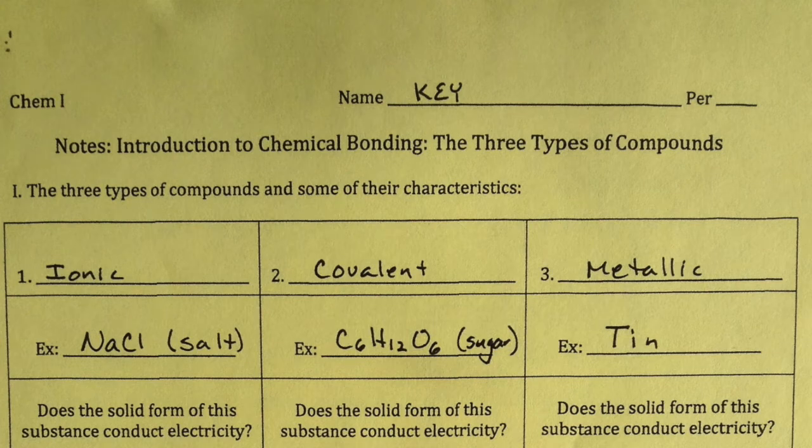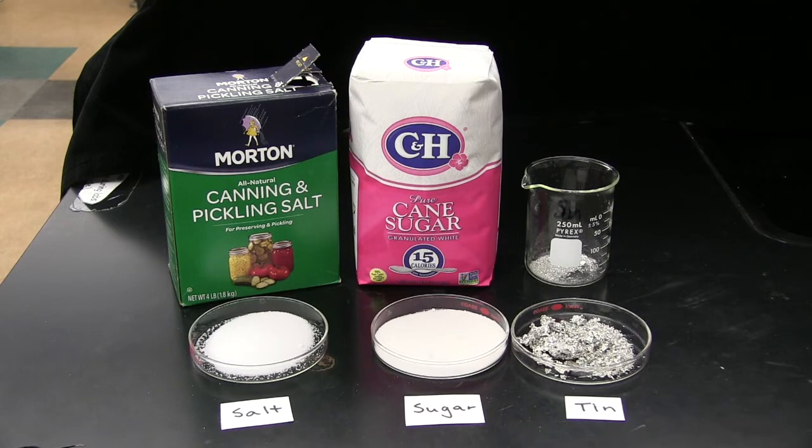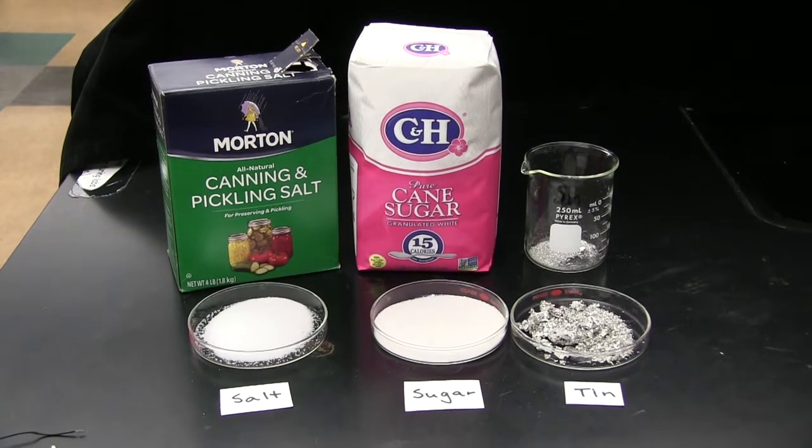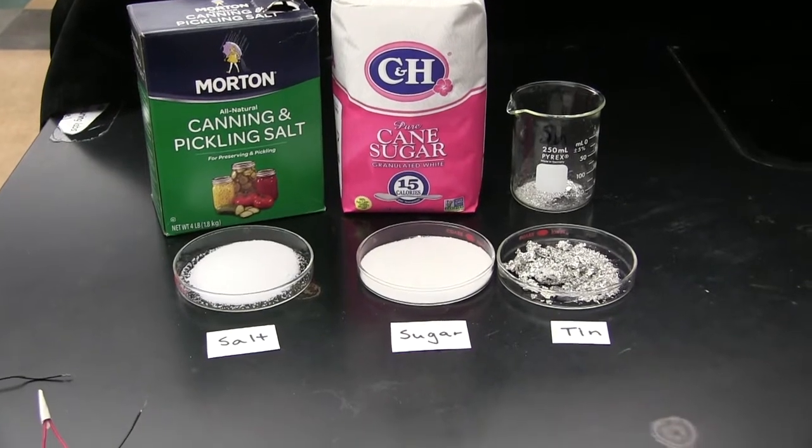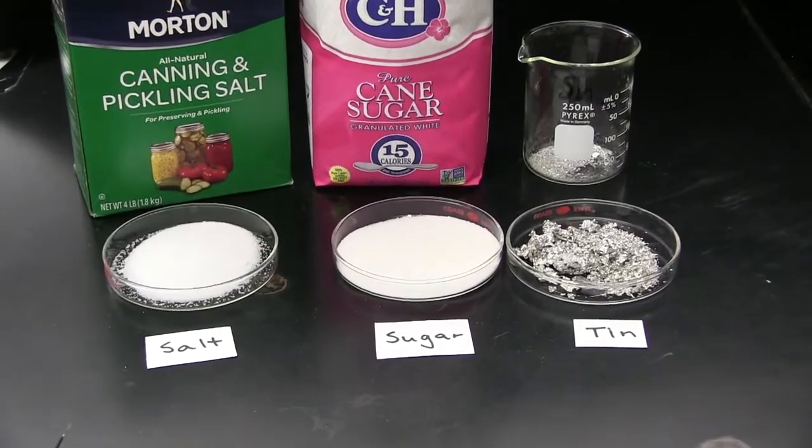So hello everyone. I want to just give a quick introduction to the three types of compounds as we're taking a look at chemical bonds. The three main types are ionic bonds, covalent bonds, and metallic bonds. And here's just a little introduction of the difference between the three. Ionic compounds, we'll be taking a look at regular old sodium chloride, covalent, sugar, and metallic, tin.